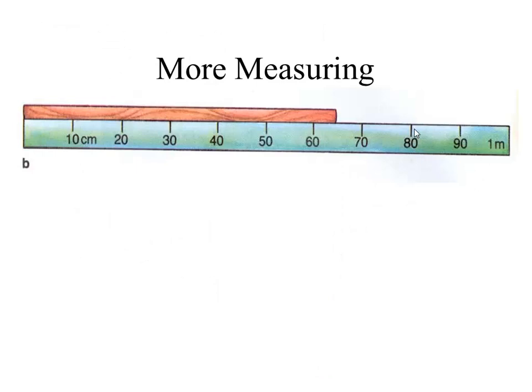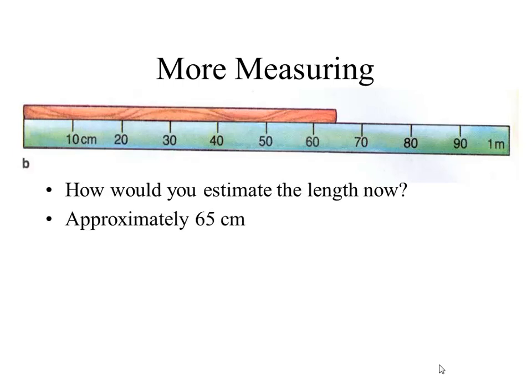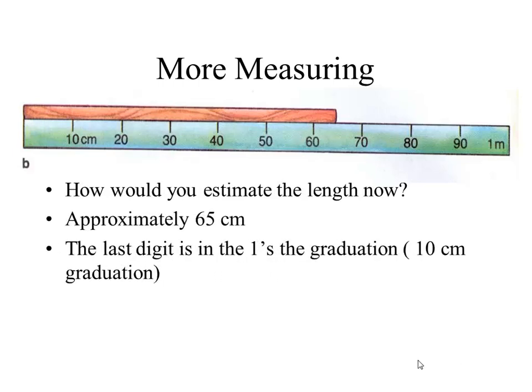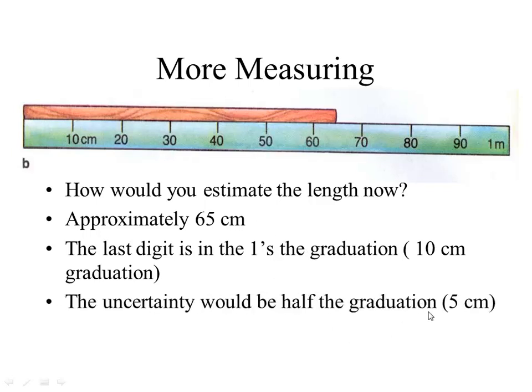I want you guys to write a measurement down for this guy right here and do centimeters. Fun. So, hopefully we got about 65 centimeters. Our last digit's in the ones, which is good. It should be, because our graduation is in the tens of centimeters. So, uncertainty would be half the graduation, so 5 centimeters. Half of 10 is 5. So, that's going to be what we're going to be doing in our class. Measurement 65 centimeters plus or minus 5.